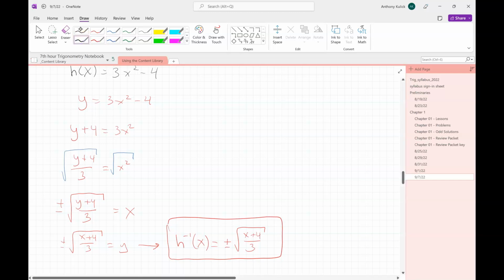Quick note here, is h inverse a function? Take a look at that. Is that a function? No way. What's wrong with it? How can I look at that and tell it's not a function right away? The plus or minus, yeah, exactly right. So any x value that you can plug in and take the square root of is going to give you two y values, the positive and the negative.